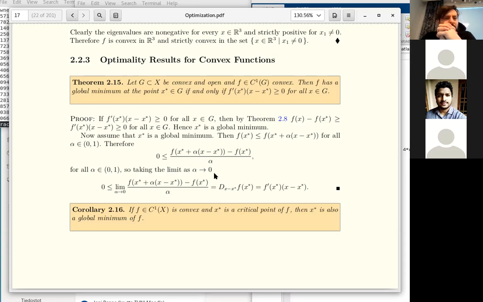So what does it mean? Let's look at this proof. This proof is important. So let's say that we have f prime at x star. That's our derivative. And now this is a vector function. So this is basically, think gradient if you want. And you take a change from that point to any direction. And then f prime dot product in that direction is always greater than or equal to 0.